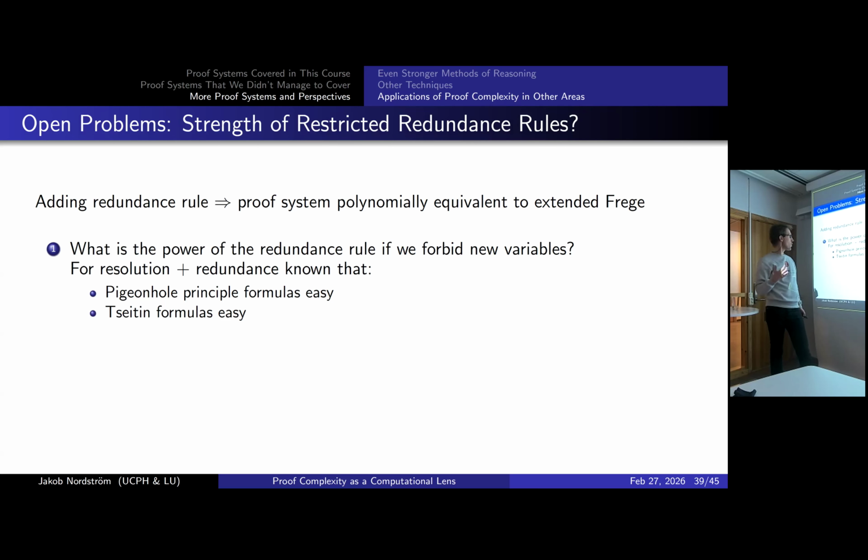And this we don't know, except that we know that the pigeonhole principle is now easy. It is easy if you just have resolution plus this rule. But there are no new variables, so it's not obvious that we could not prove lower bounds. Okay, and suppose that you can do this.